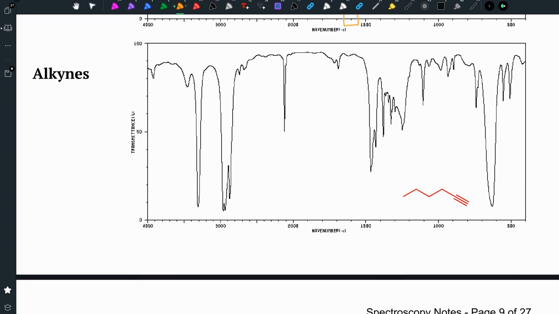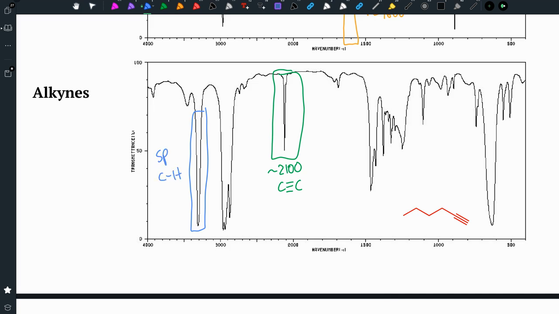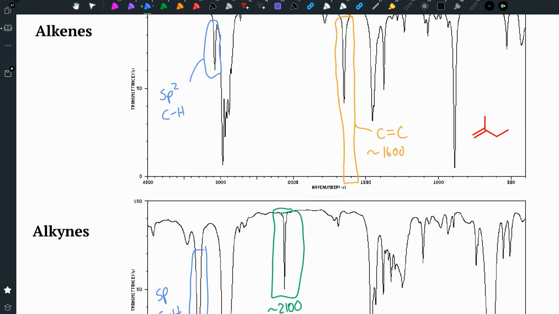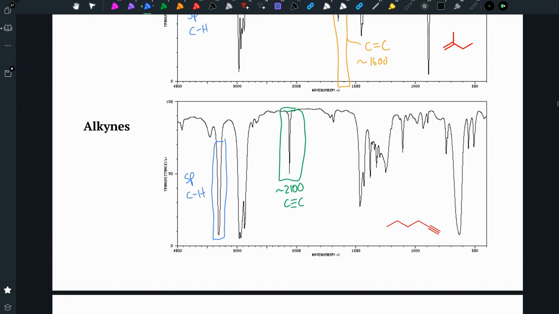Okay, an alkyne, that's got a CC triple bond, and you can see the triple bond peak right here. This one's at about 2100. This one also has an sp hybridized CH peak over here on the left. Like I said, I'm less focused on those CH peaks, but sometimes they can be helpful.